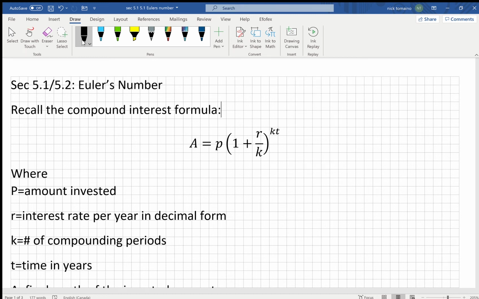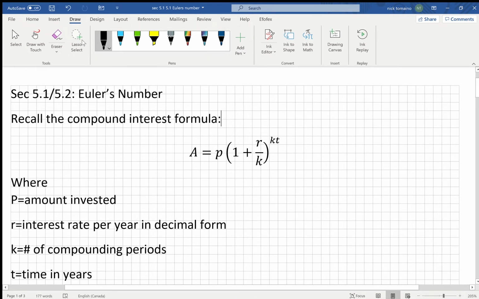Hi guys, today we're going to learn about Euler's number. We'll start off by recalling something that we looked at last year, the compound interest formula: A equals P times (1 plus R over K) to the exponent KT. Okay, we saw it a little bit differently last year.